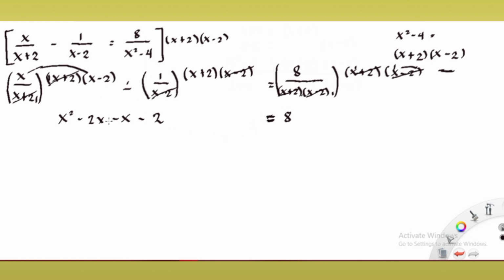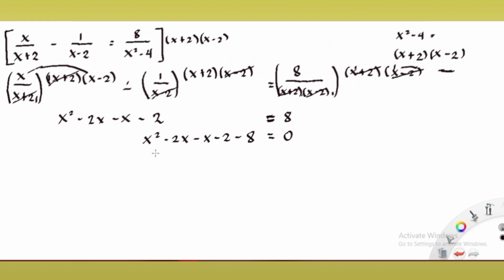Combine like terms. Okay? So, kung nakita nyo, ang ating degree ay 2. So, this is a quadratic equation. So, lipat natin ang 8 sa kabilang side ng equal sign. So, that will become, adjust natin dito ng sulat, x squared minus 2x minus x minus 2. Lipat si 8 sa kabilang side ng equal sign, magiging minus 8 equals 0.